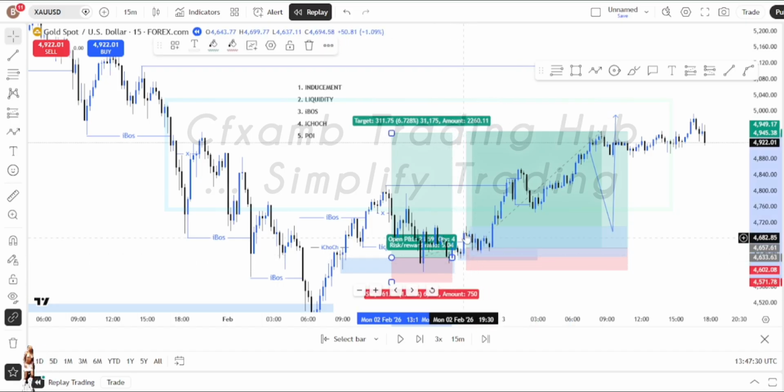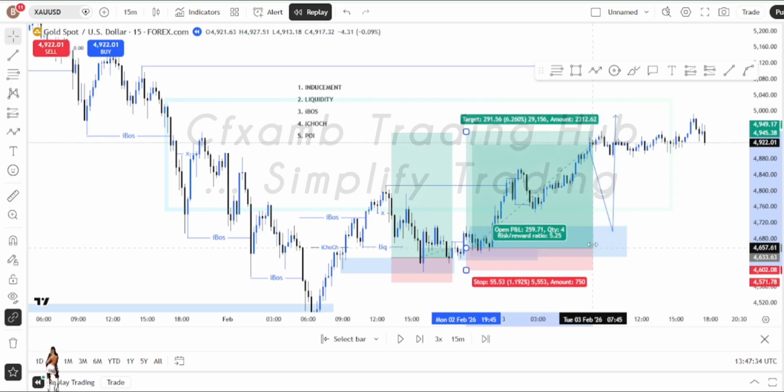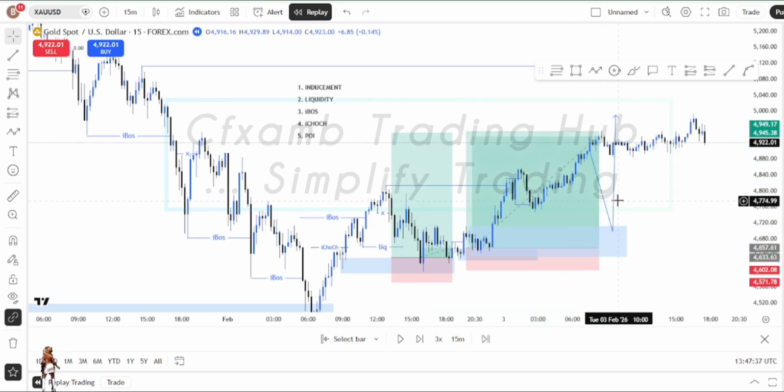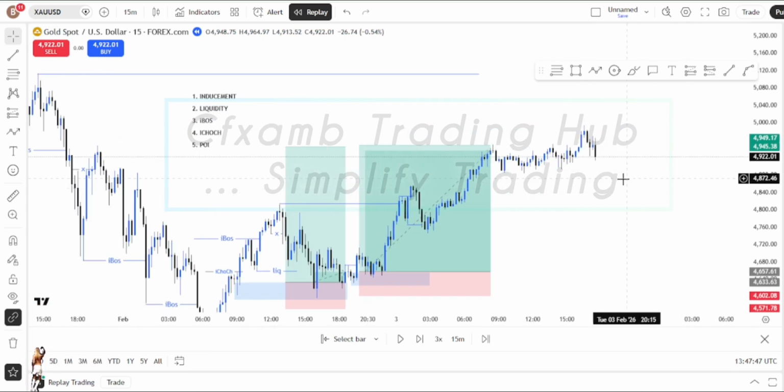So if you are following it up like this, you will not trade blindly. Understand? You will not trade blindly, because you know what you are doing already. So if you want to continue with the chart, we'll still do the same thing. Understand?